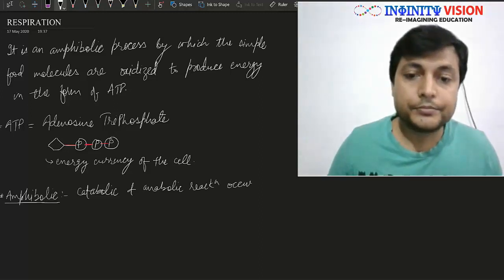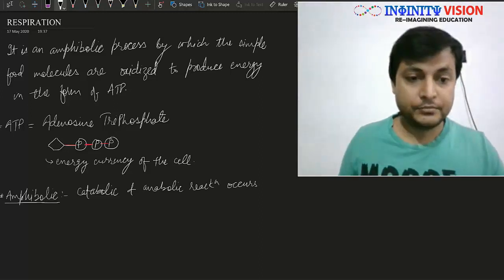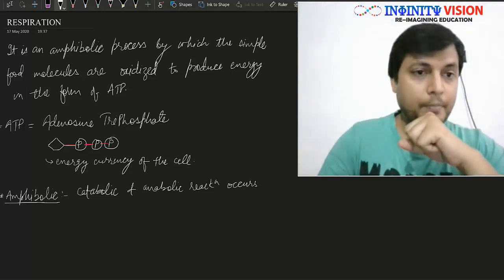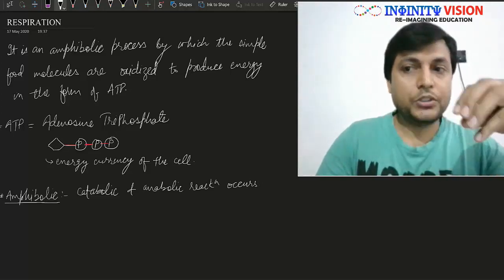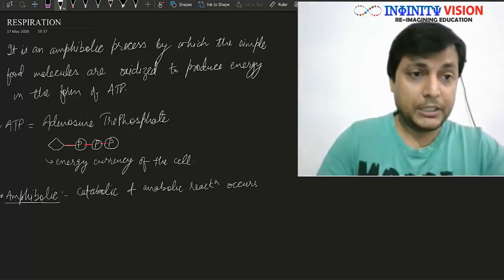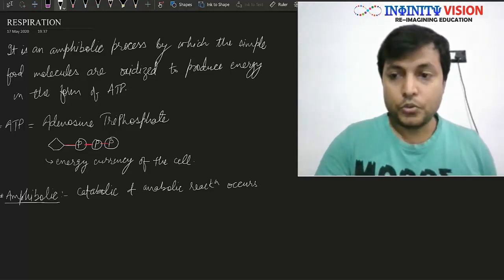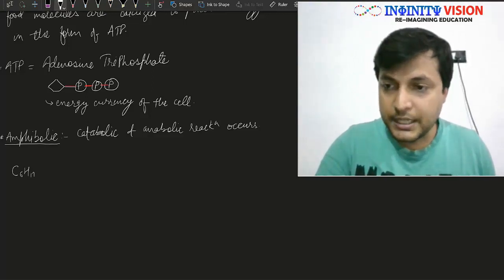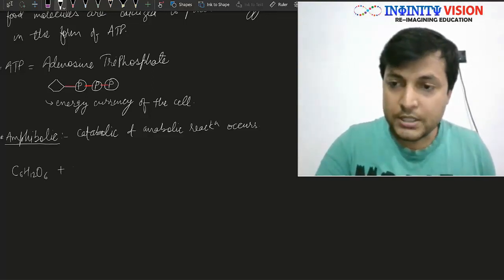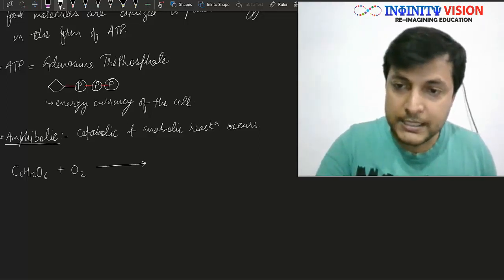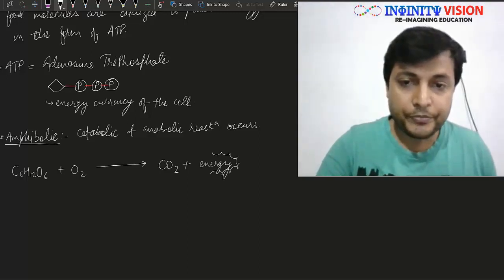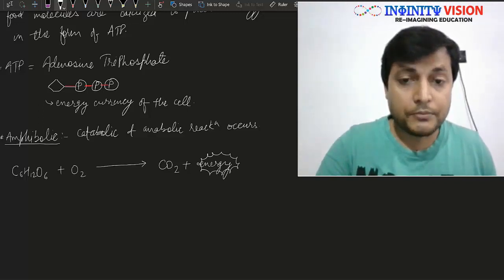Reaction occurs. Okay, great. So this is respiration. In respiration, we are going to oxidize the food molecule to produce energy. Say, for example, you all have studied this process where glucose, C6H12O6, is oxidized in the presence of oxygen to produce CO2, right? At the same time, a lot of energy is produced. Can you see? And this energy is in the form of ATP.